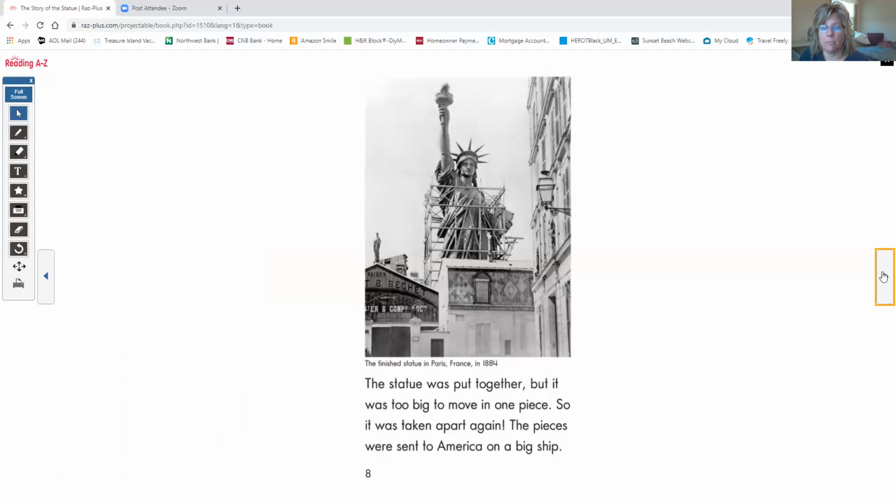The finished statue in Paris in France in 1884. The statue was put together, but it was too big to move in one piece, so it was taken apart again. The pieces were sent to America on a big ship. That'd be so cool to see.